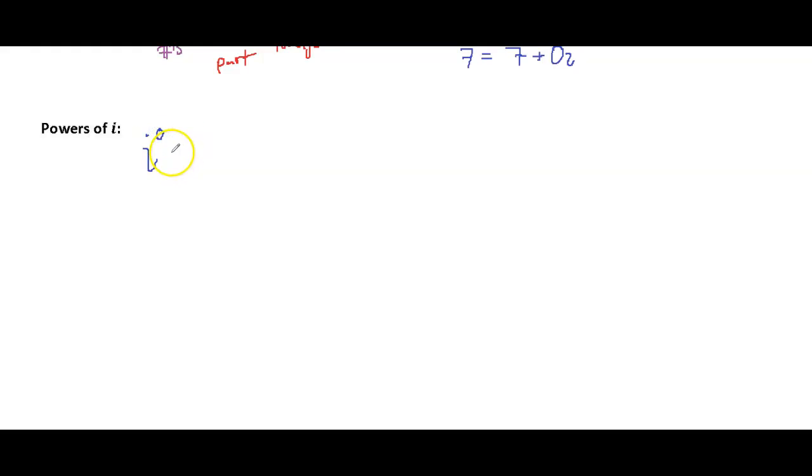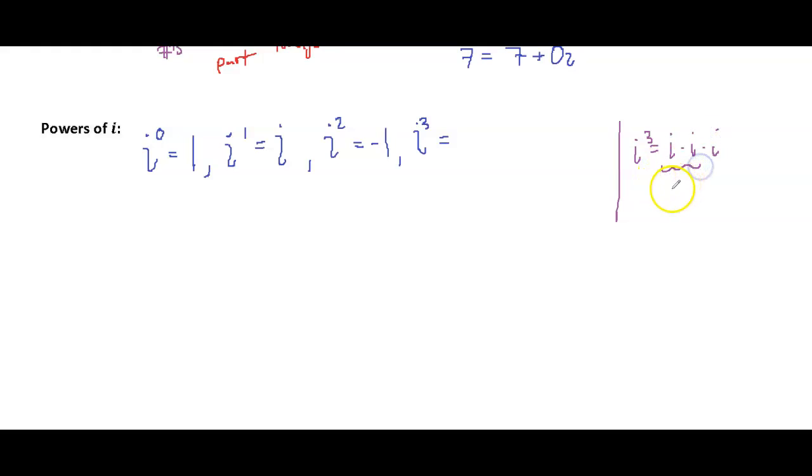Suppose we had i to the 0 power. Well, generally, anything to the 0 power is 1. If I had i to the first power, that simplifies to itself, i. i to the second power, we know is -1. Let's investigate what i to the third power would look like. Well, i to the third power is i times i times i. i times i is i squared, which is -1. We now have -1 times i, which will simplify to -i. So i to the third power is -i.